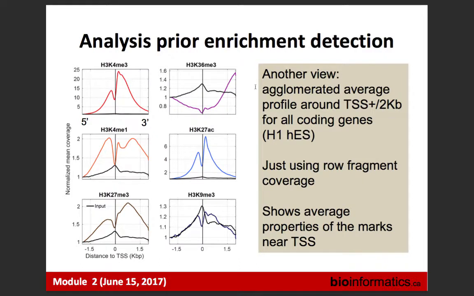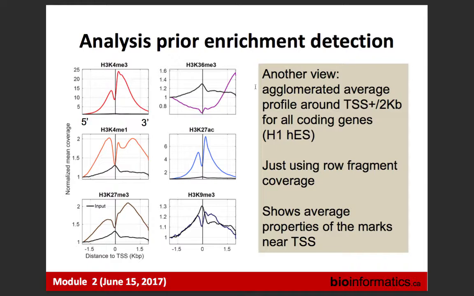And then I compare. This is a good metric to see how a mark looks globally. And this is a good way to compare different marks, how marks behave near the transcription start site. Maybe 5-7 years ago, this type of plot would be publishable. Now it's not, obviously. But it's very easy to generate. It's not novel at all, but a few years ago it was.